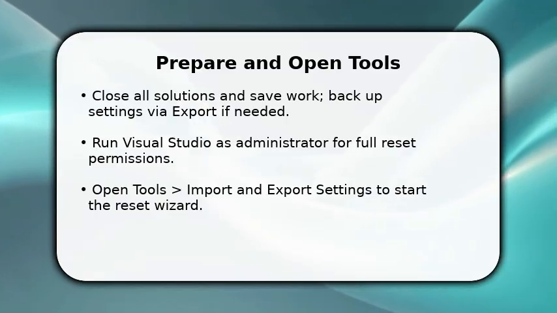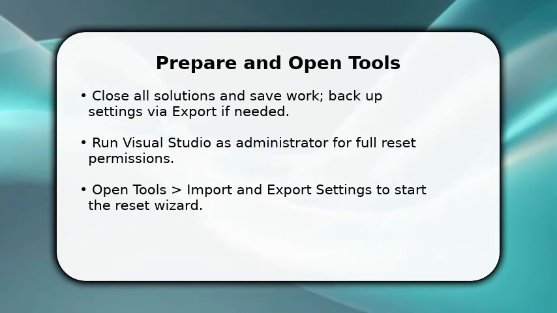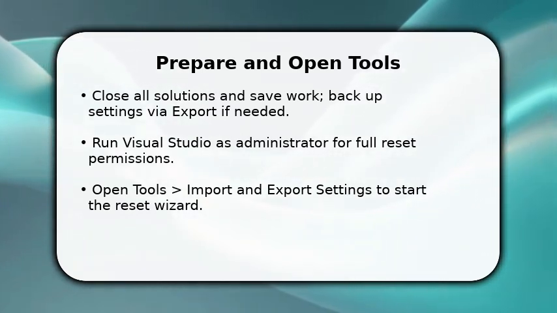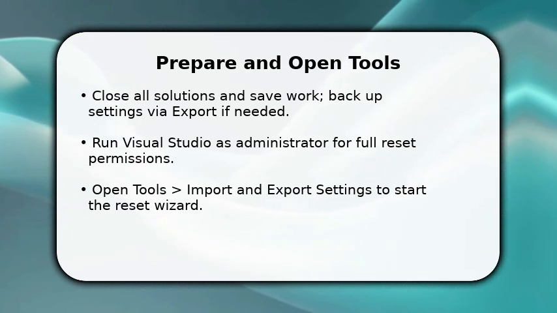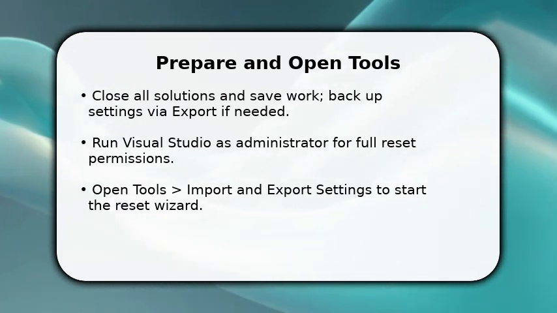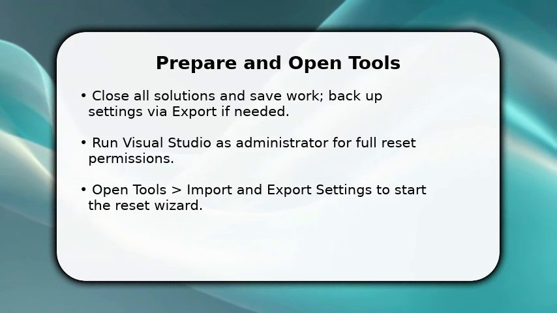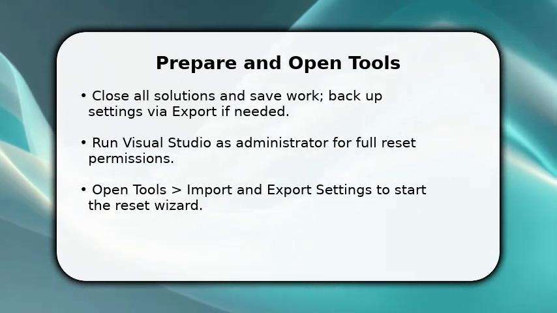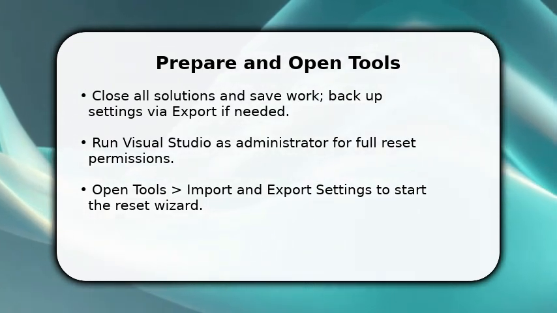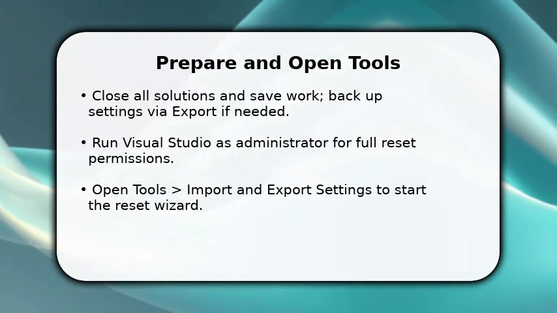You need a clean starting point, so close projects and save anything unsaved now. Back up your current settings using Export if you want a fallback. Once done, run Visual Studio as administrator to avoid permission hiccups, then open the Tools menu and choose Import and Export Settings. This kicks off the built-in wizard.